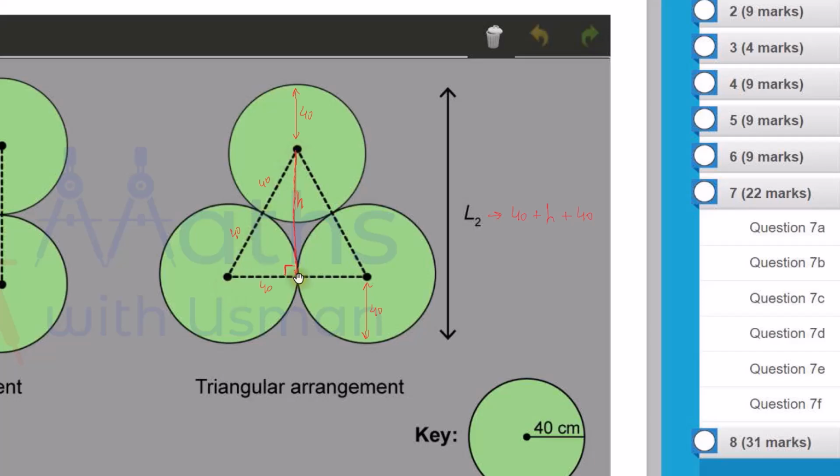All right, so I want to find h. This is a right-angled triangle where the hypotenuse is radius plus radius, 40 plus 40, which is 80. The base is 40. So why don't I apply Pythagoras to find h? I'm going to apply Pythagoras on the next page. I find h, so L2 is 40 plus h plus 40.